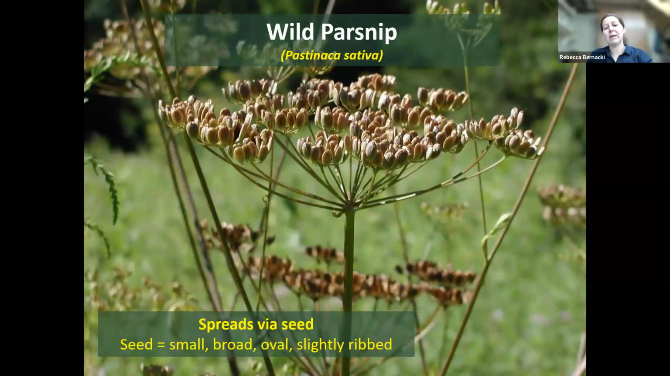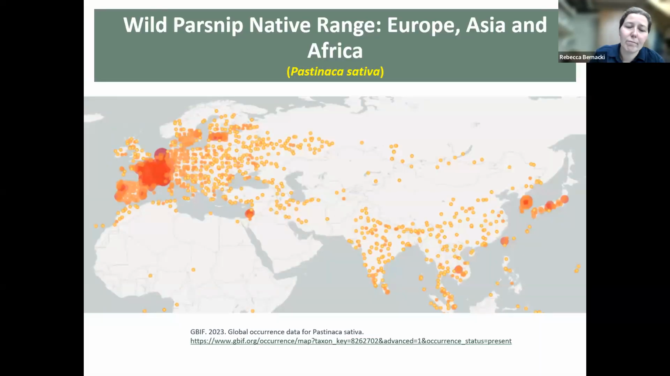Wild parsnip is going to be spread via seeds. So it does have these small, broad, oval, slightly ribbed seeds that will fall as we get into late August, September, and into the fall. Wild parsnip has quite a broad native range. It can be found natively in Europe, Asia, as well as Africa.